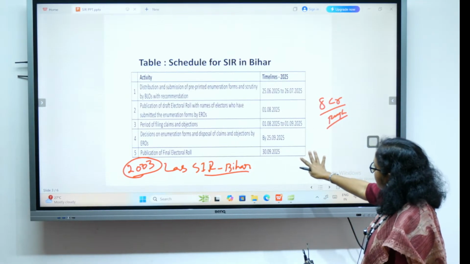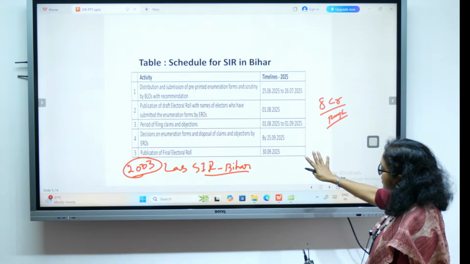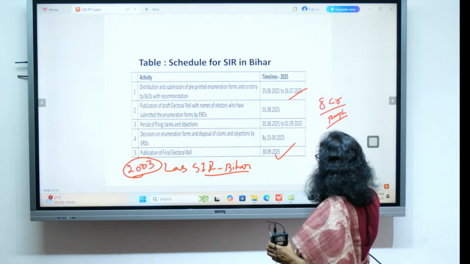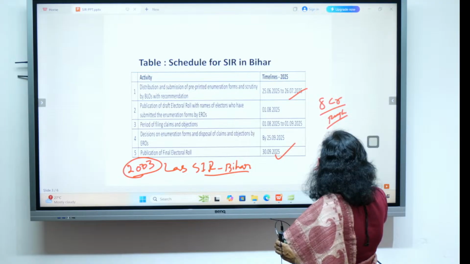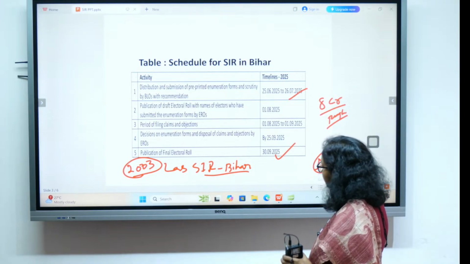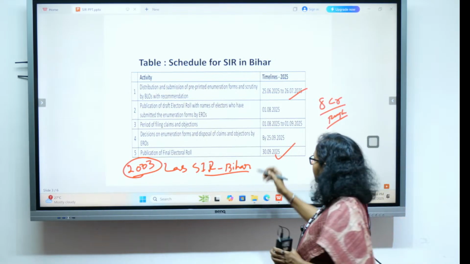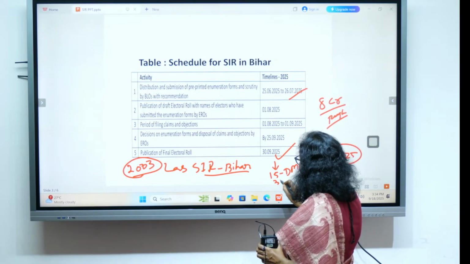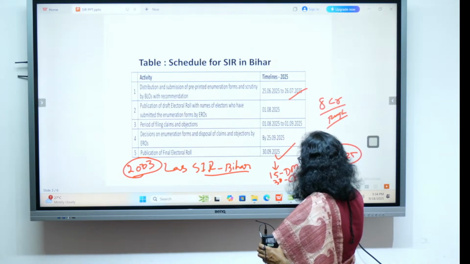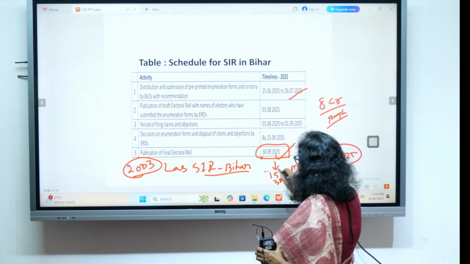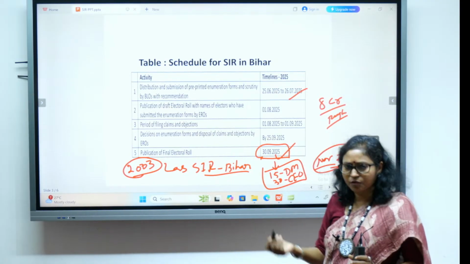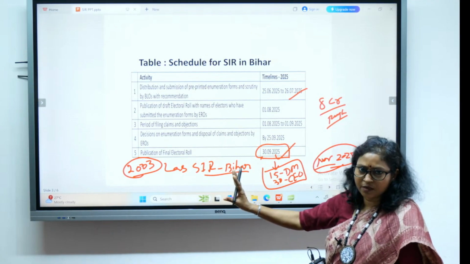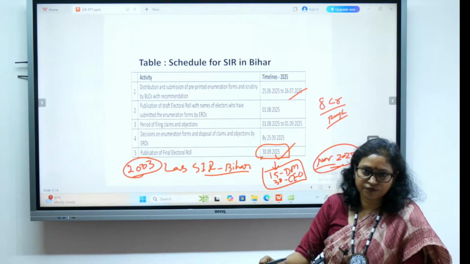So you can see this is the schedule for the SIR, from 25th June till 30th September, and after that, November 2025 the election is due in Bihar, so obviously it has to be done before that. And then there is a period of appeal also, 15 days to the district magistrate and 30 days to the chief electoral officer. So after the final result, if there is any issue of exclusion or any problem, there is a system of appeal as well. So everything has to be completed before the due date of the election, isn't it?